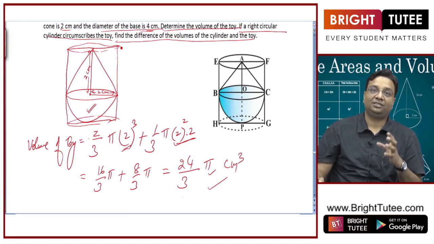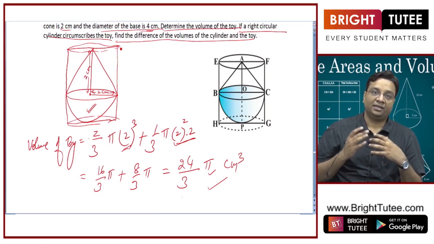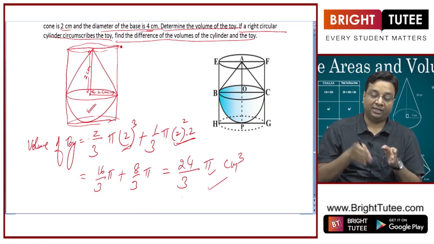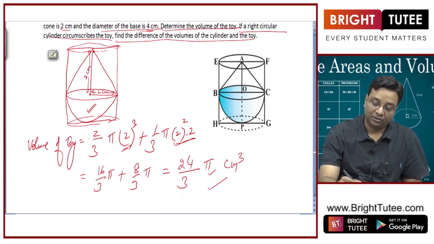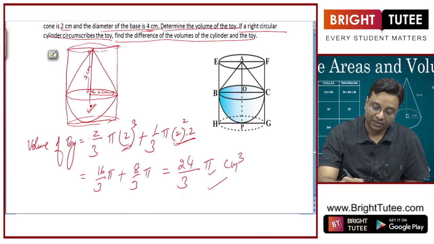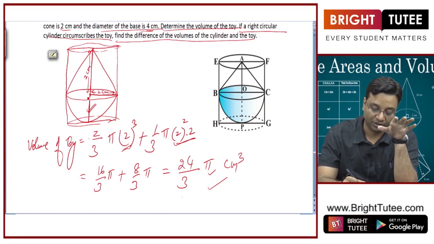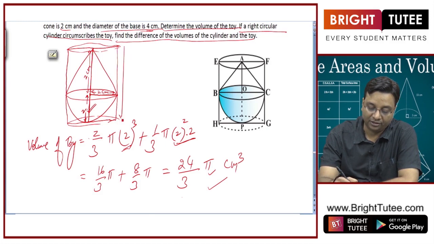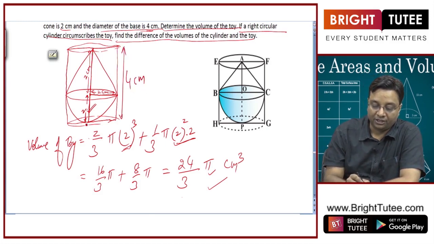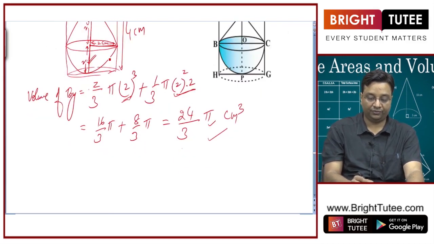Now the dimensions of this cylinder can be calculated by looking at the toy itself. Look at the toy. This was 2 centimeter and this was also 2 centimeter, because the radius of the hemisphere is 2 centimeters. So what is the height of the cylinder? It is 4 centimeter. And what is the radius of the cylinder? It is 2 centimeter again.